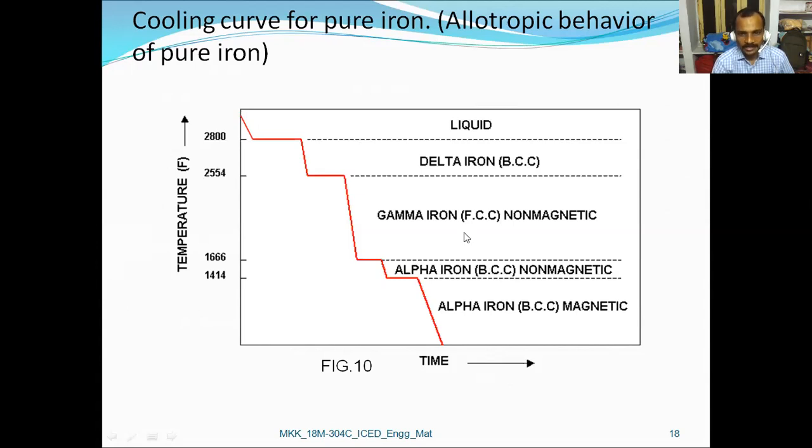And still whenever we go on increasing the temperature up to 2554, then it is gamma iron of face centered cubic, which is of non-magnetic type. Above this 2554 temperature up to 2800, it is a delta iron of BCC structure, and above 2800 degrees Fahrenheit it becomes liquid, nothing but the liquid state.